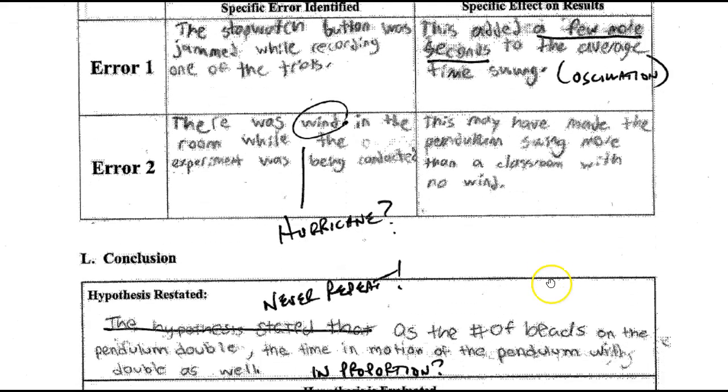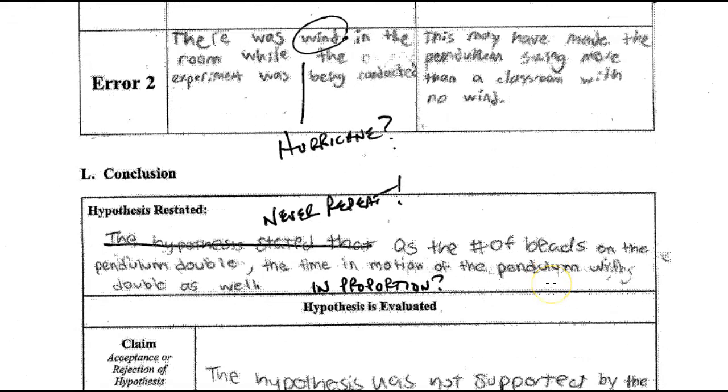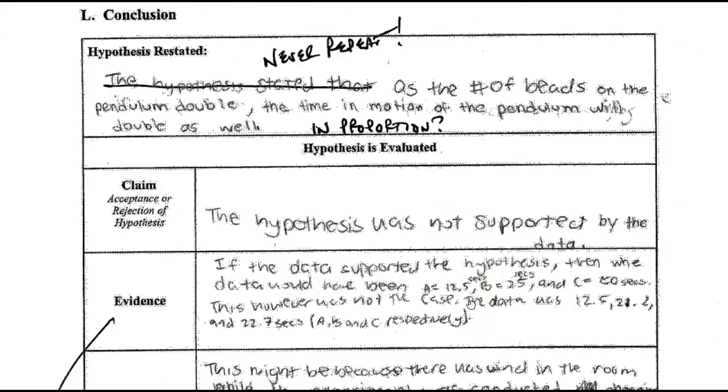Okay, oscillation. You can read through this. Blah blah blah. Hypothesis restated. You don't repeat what you're doing. That's not how this works. And then you want to make sure that with your hypothesis, you have to restate the because of it too. So you have to throw that proportion in part 2.